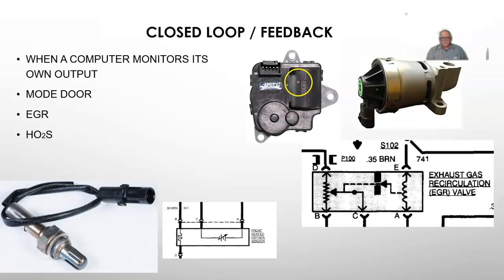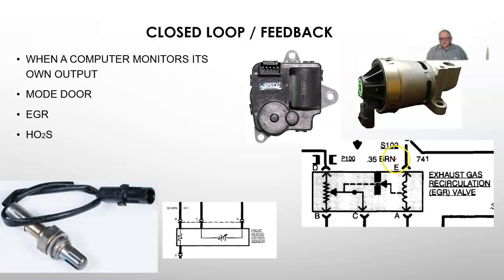Few places that you will typically find that. We already talked about the mode door, a reversible DC motor. Computer needs to know what position the door is in so it knows when to move it. There's a potentiometer built inside of here. This one here is an EGR valve, or exhaust gas recirculation. This is a large solenoid. That's what you're looking at right here. That is the solenoid, and the dotted line comes over here to this potentiometer.